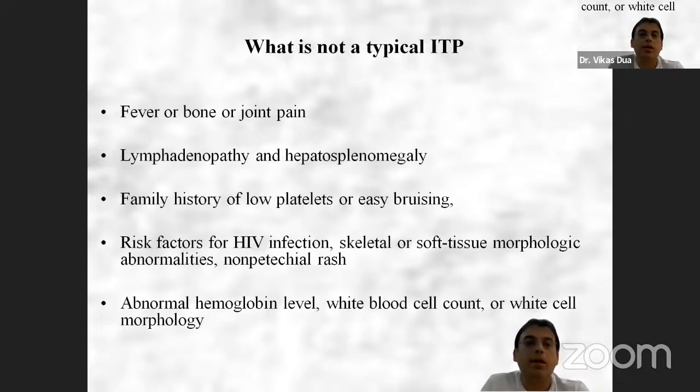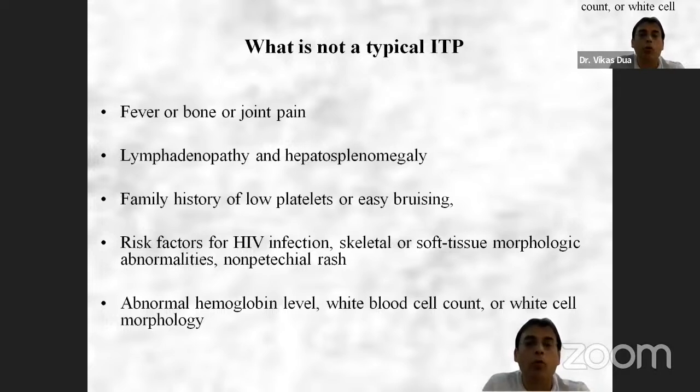Bone and joint bleeds. If you have bone bleeds, joint bleeds, bone pains, joint pains, think of something else. Think of leukemia. If you have a patient who has got bony issues, bone pains, joint pains, think of an infiltrative disorder. If you have a patient who has got bone or joint bleeds, I would say think of a disorder like hemophilia rather than ITP. Lymphadenopathy, hepatosplenomegaly, usually you will not find in a classical or a typical case of ITP.